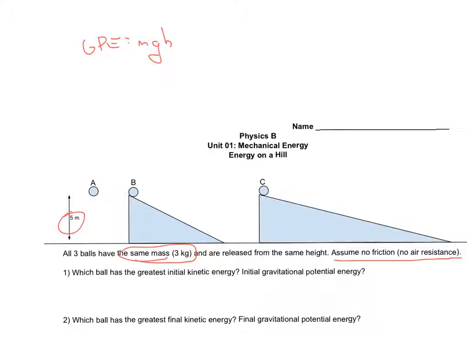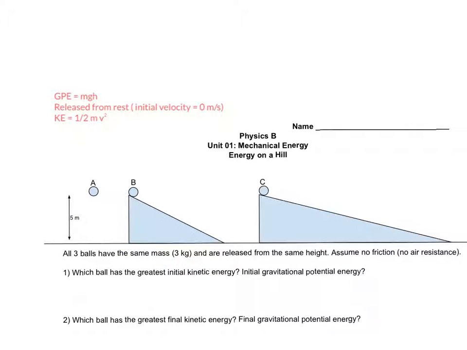Another thing in this example is that we're assuming that they're released from rest. Because they are released from rest, our initial velocity is 0. And so if we were to look at the initial kinetic energy, it's 1/2 times the mass times the velocity squared. And if our velocity is 0, that means that our initial kinetic energy will also be 0. So as we look at these three, we have an initial kinetic energy that is 0 for all of them, and they have some gravitational potential energy.